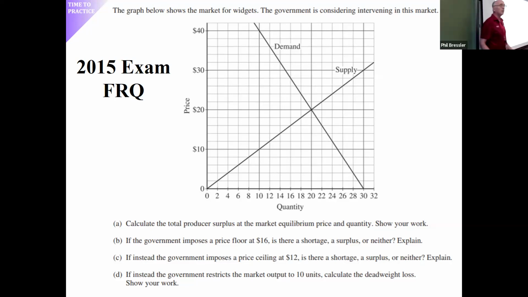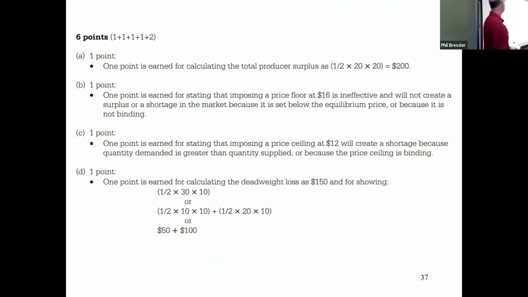I'm going to show you the released AP scoring. You got 1 point for calculating the surplus. You got 1 point for stating that a price floor is ineffective and will not create a surplus or shortage because it's set below the equilibrium price. I would have preferred that, but you could have just said it's not binding. 1 point is there for stating that a price ceiling at $12 will create a shortage because quantity demanded is greater than quantity supplied, or because the price ceiling is binding.